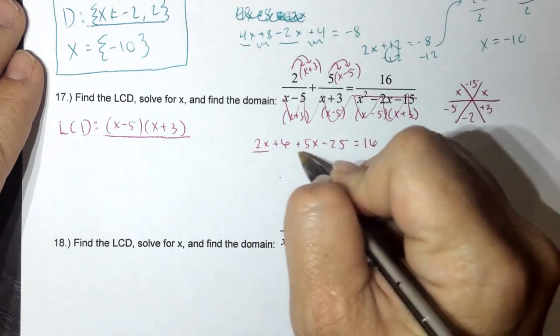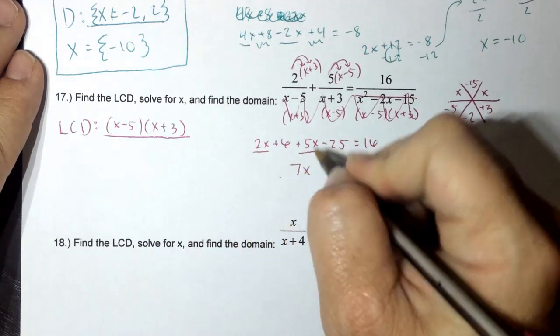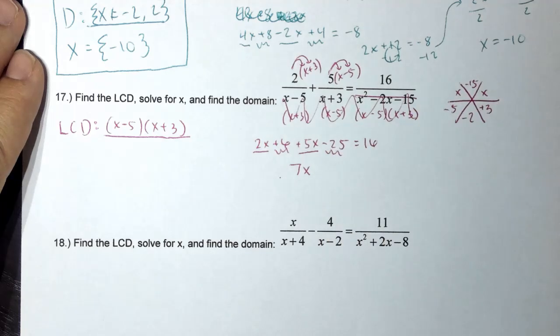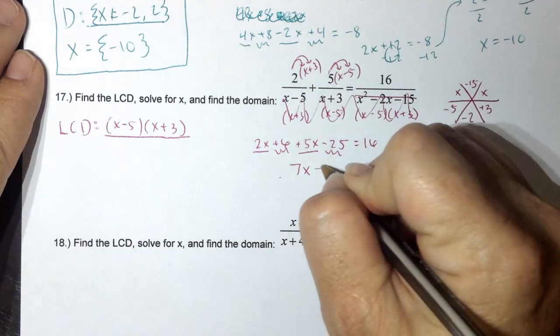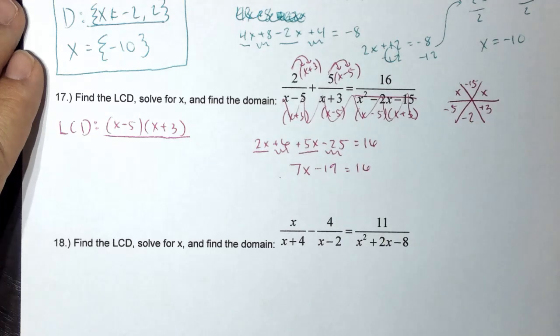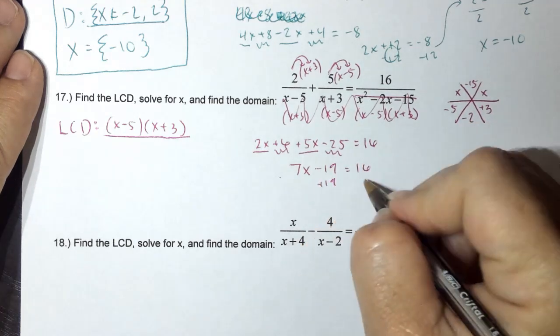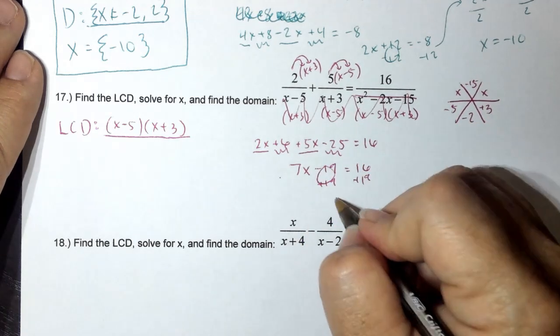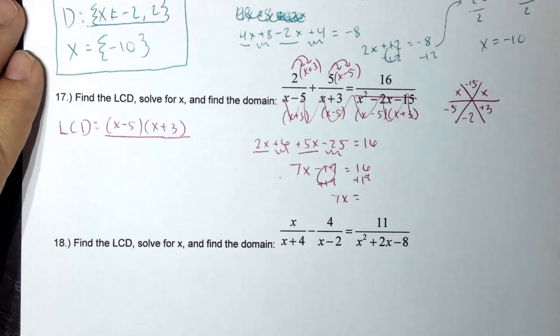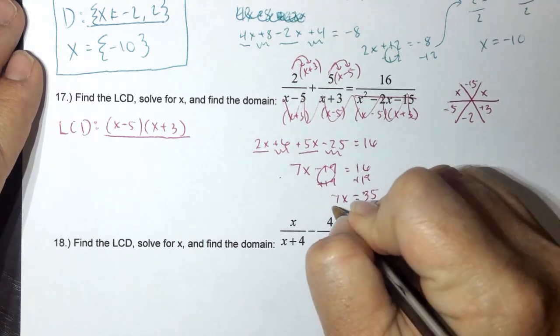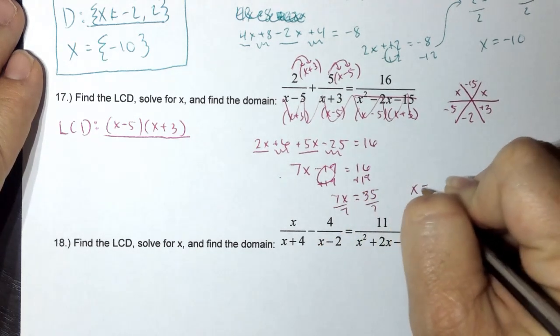So I get 2x plus 5x is 7x. 6 minus 25 is negative 19. So add 19 to both sides. I don't have a squared, so I don't have to worry about factoring. And I get 35. Divide by 7, I get x equals 5.